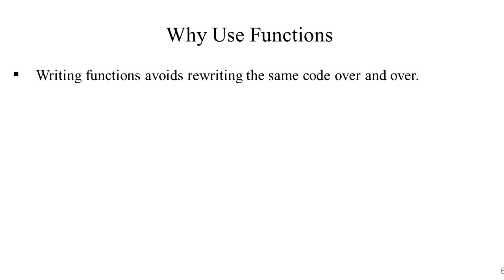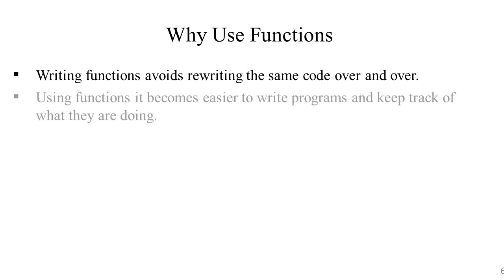Now the user wants to again find a calculation of a triangle with some other values. So what will I do? I will just pass those particular values to the calculate area of triangle function, and I will just call that particular function, and again my task is done. So like this you can avoid rewriting.